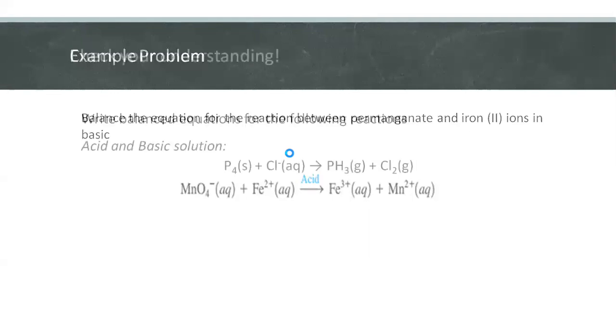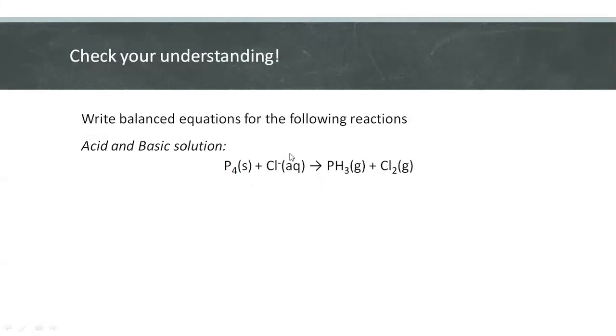Okay guys, let's have your check your understanding. Balance this equation first in acidic solution, then do it now for basic solution. So you're going to have two balanced redox reactions for this check your understanding.